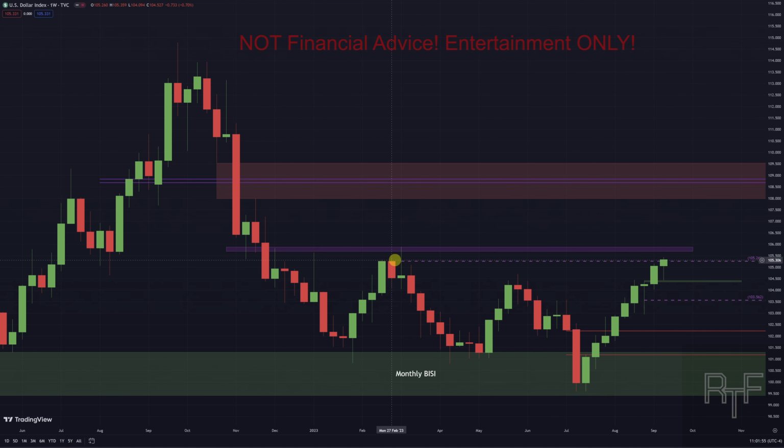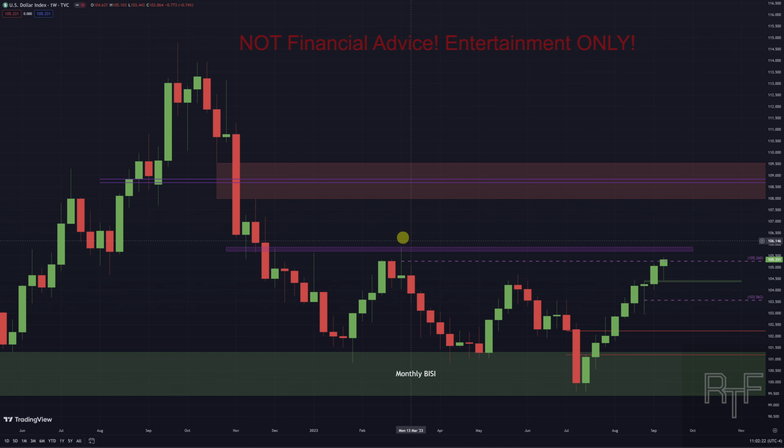Now price has already traded up and closed above the CE of this wick, so I'm still looking for price to reach for the monthly volume imbalance, and we have buy side liquidity above these two highs up here. So I want to see price come up and take out the buy side liquidity here, but I want to see price close above the monthly volume imbalance. I don't want to see a wick above and then come back down.